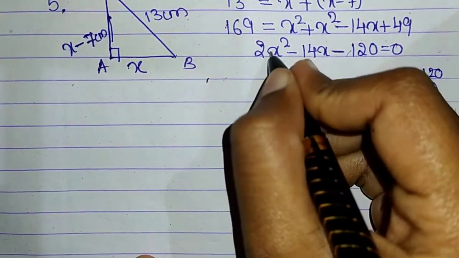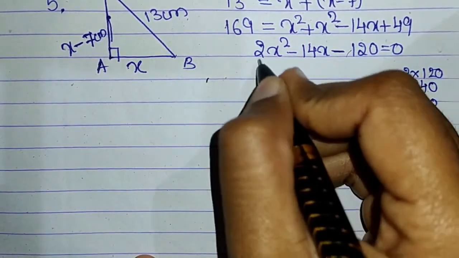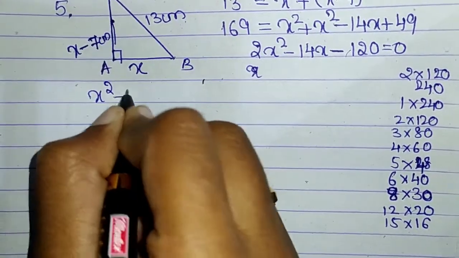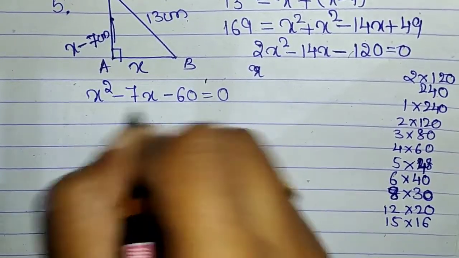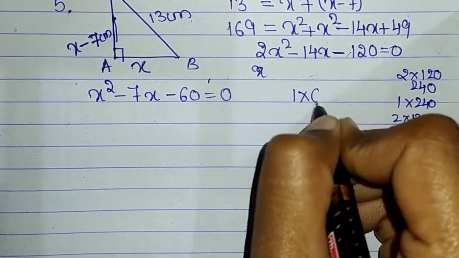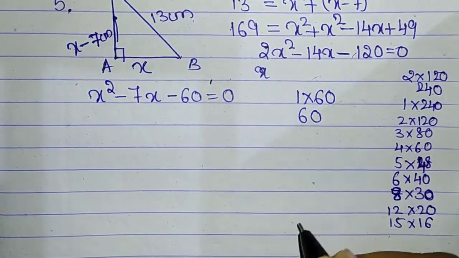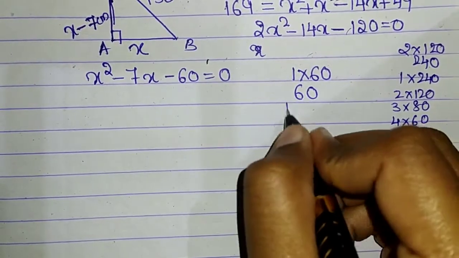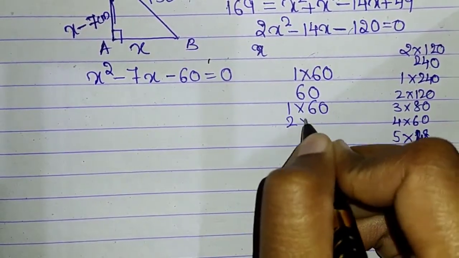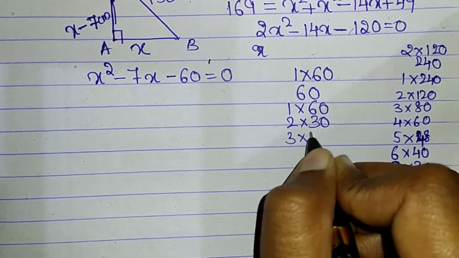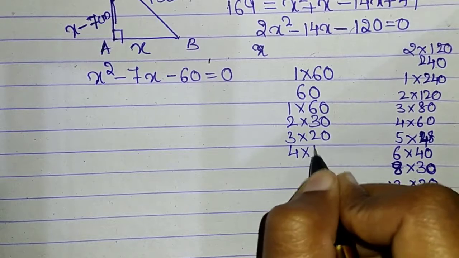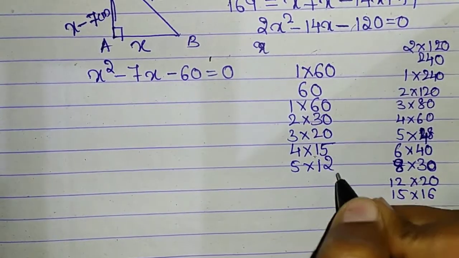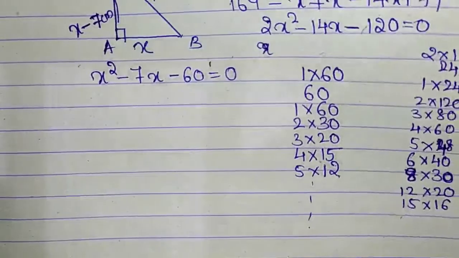Now let us reduce this equation. Divide the whole equation by 2. We get the equation of the form x square minus 7x minus 60 is equal to 0. Now writing the factors of 60: 1 into 60, 2 into 30, 3 into 20, 4 into 15, 5 into 12 and so on. The factors will go on like that.